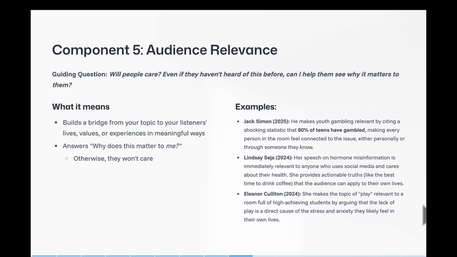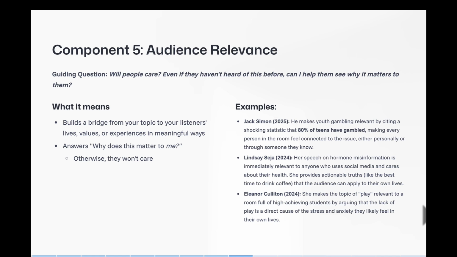Component number 5, audience relevance. The guiding question here is, will people even care? Even if they haven't heard of this before, can I help them to see why it matters to them? I think it's a little bit related to the other ones we've been talking about, but you can imagine a topic that would be set in some other distant part of the world that really doesn't affect the audience, that they don't really see any immediate connection to, or something that you're very nerdy about, like maybe you love World of Warcraft, but is that going to be something that the audience relates to?